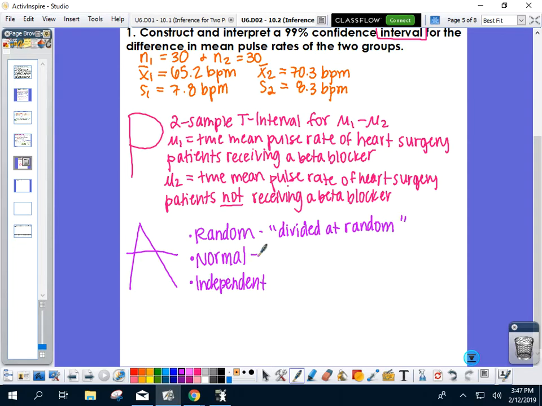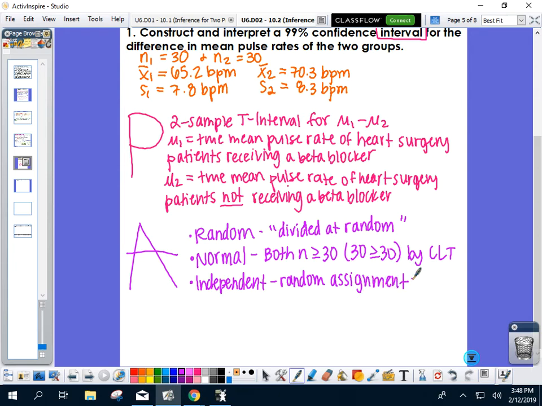Normal, we have to start, if our populations are normal, we'll write that. I didn't read anything about that. The next, we should have at least 30 in each sample. So I'm going to write both ns are at least 30. 30 is at least 30 by the central limit theorem. We can stop there. Now, independent's a little different now because we have 2 samples that were divided at random. They didn't come from a large population. They were already there. So we're just going to say random assignment again there because the dividing at random is what makes our 2 groups independent from each other. We'll talk more about that when I get back.